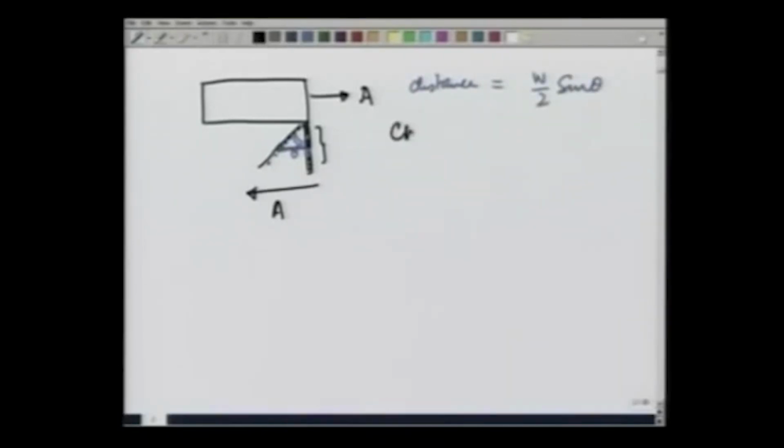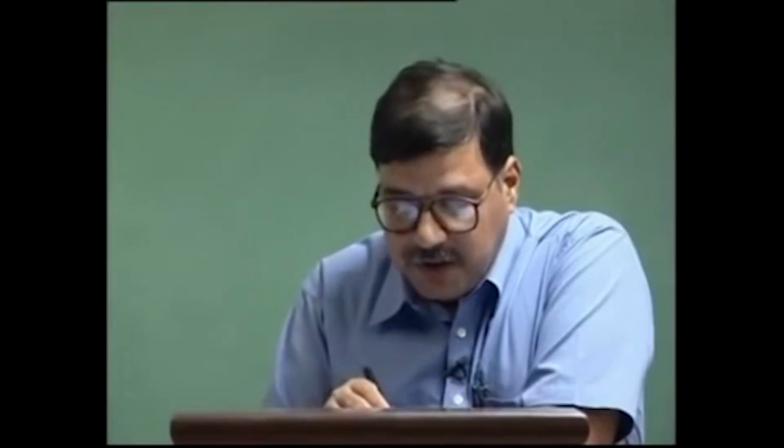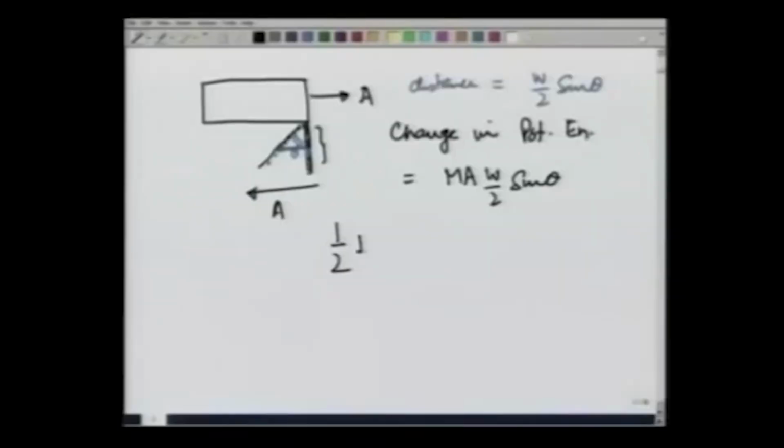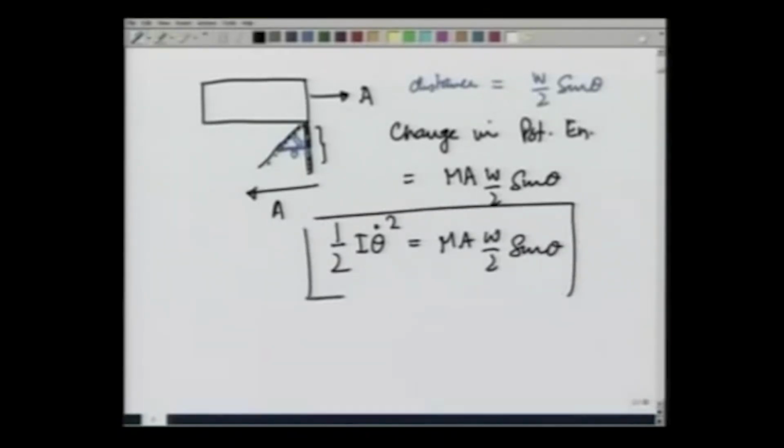And therefore the change in its potential energy is equal to m a, which is the force, times w over 2 sine of theta. It is by that much that its potential energy has decreased, and therefore the increase in the kinetic energy should be precisely that, m a w over 2 sine of theta, and that is your answer.